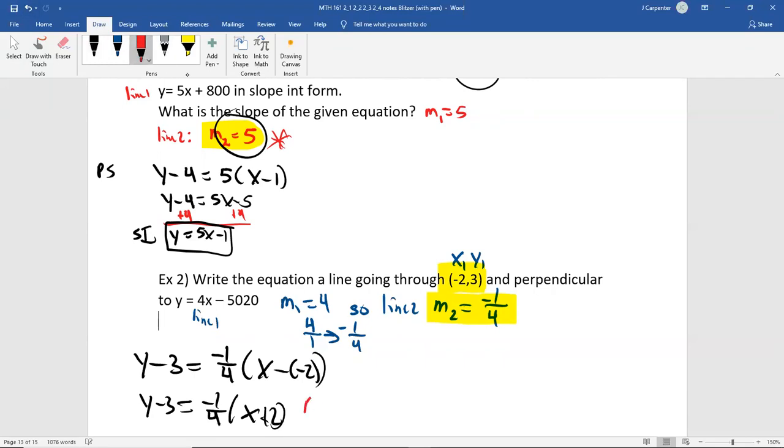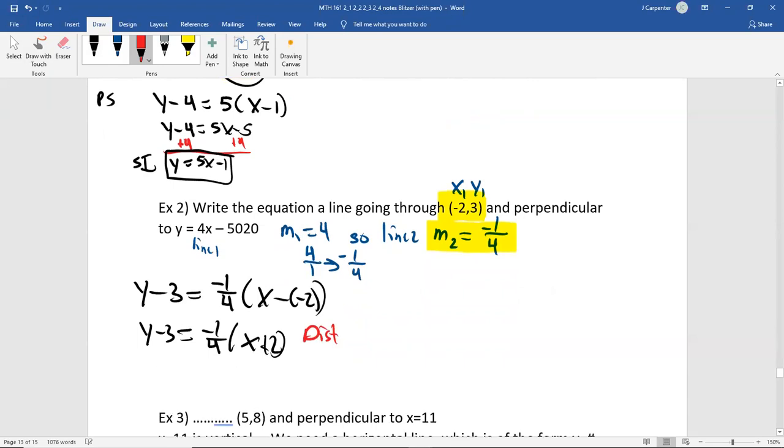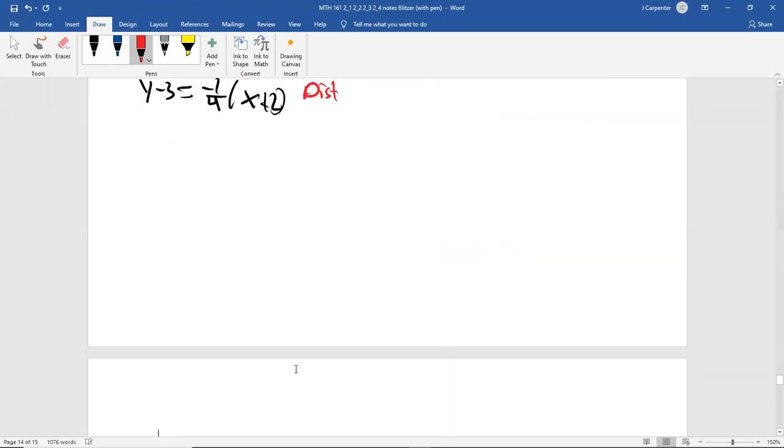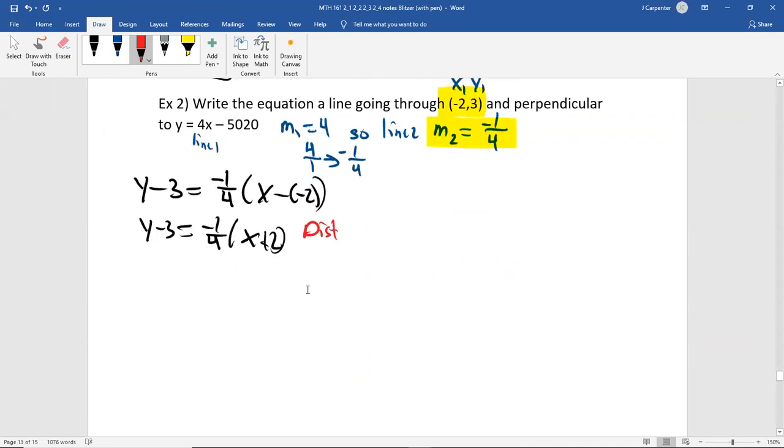We need to distribute the negative 1/4, and you have got to remember how to multiply fractions. There are no excuses for not knowing how to add, subtract, multiply, and divide fractions in a pre-calculus course. If you don't remember how to do that, go and do 100 of them, do 1,000 of them. You know I say this stuff over and over and over. So that's y minus 3 equals negative 1/4 times x is negative 1/4 x. Nothing really to think about.